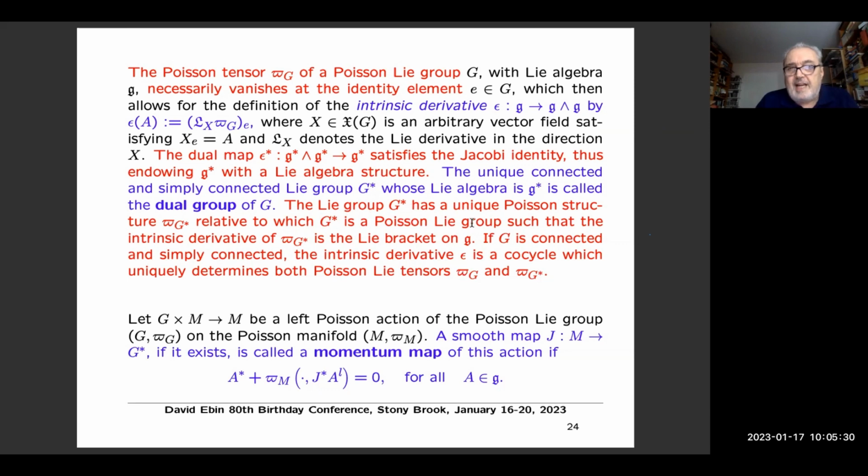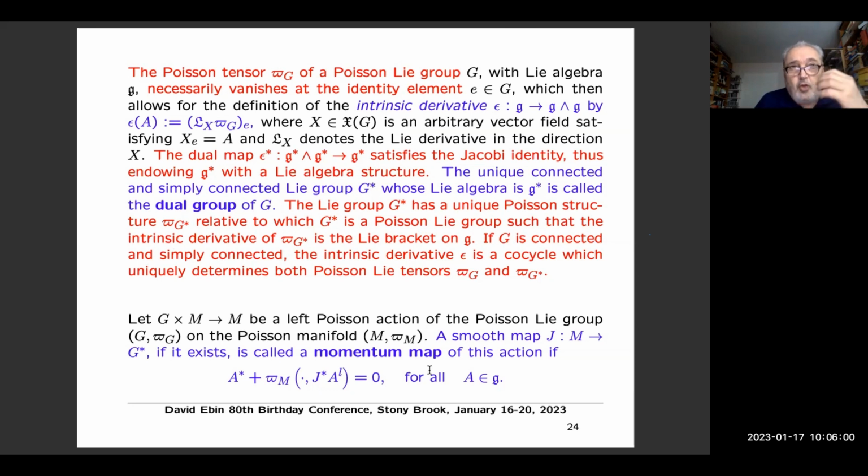The Lie group G star has a unique Poisson structure, pi G star, relative to which G star is a Poisson-Lie group, such that the intrinsic derivative of this one is the Lie bracket on G. In other words, if you go to connected and simply connected groups, G and G star completely determine each other. It's a completely symmetric story. Okay. Now, with these tools, we define a momentum map.